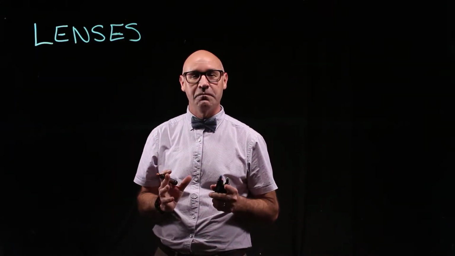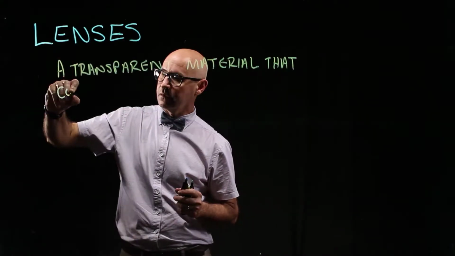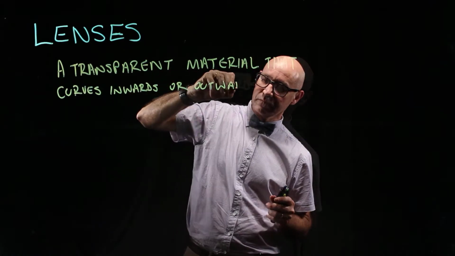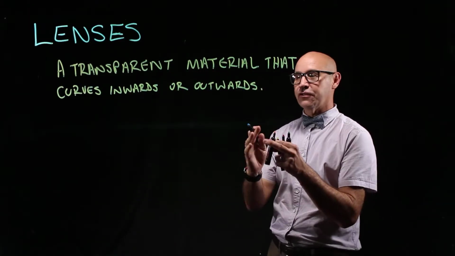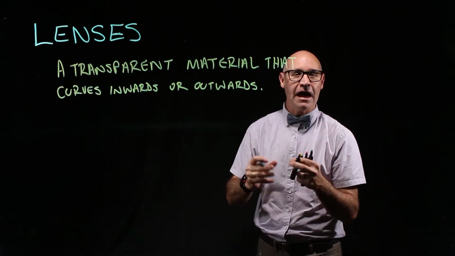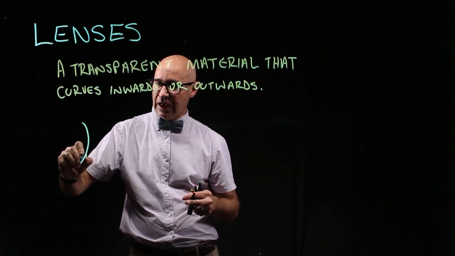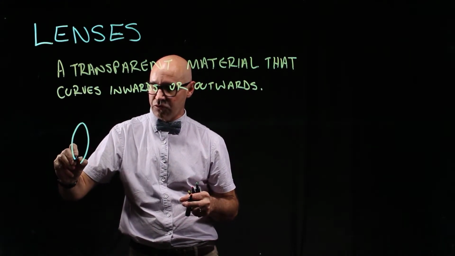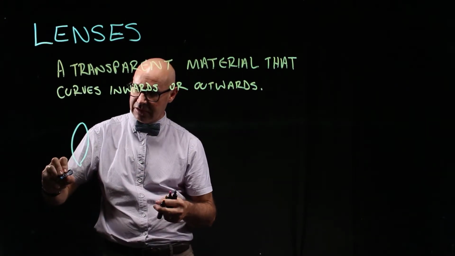So a lens is a transparent material that curves inwards or outwards. So we have two different types of lenses: lenses that curve inwards and lenses that curve outwards. Let's do the outward ones first. So it curves outwards. This is what we call a convex lens.